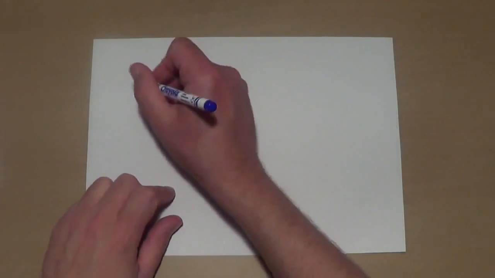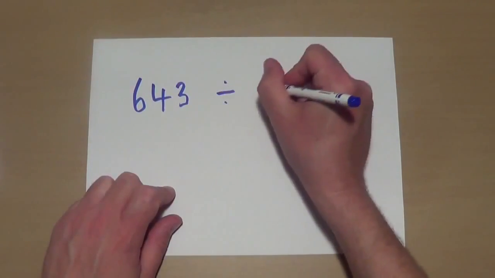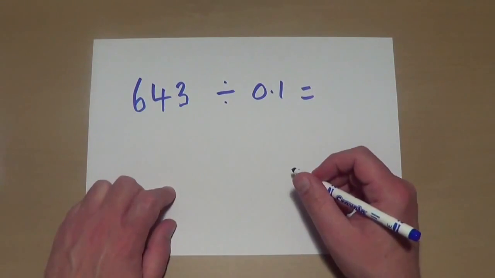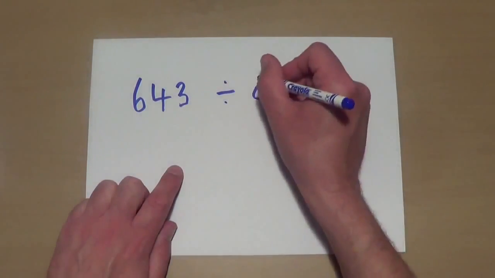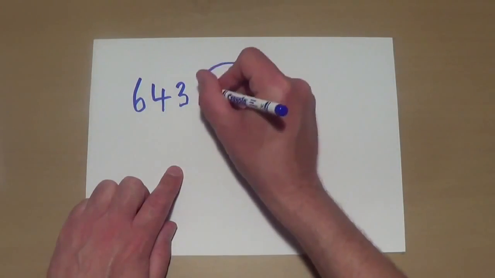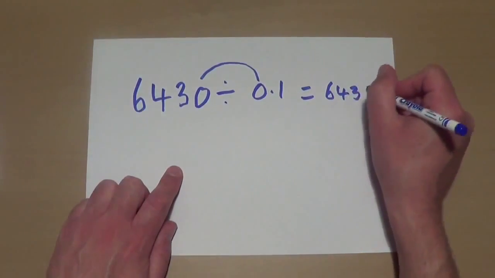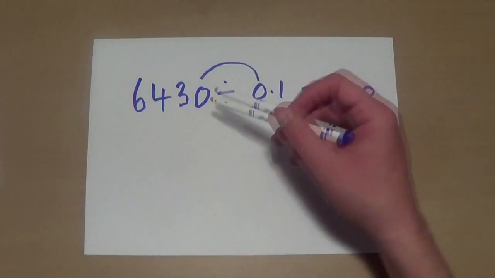What is 643 divided by 0.1? Right, okay. Well, I can see the answer straight away here. All we will be doing is moving this 0 over to here, which will give us 6,430. Sorry, I'm not going to go into the reasons why I've actually done that.